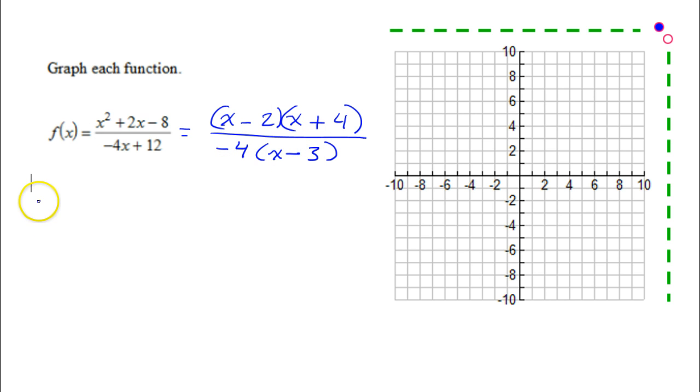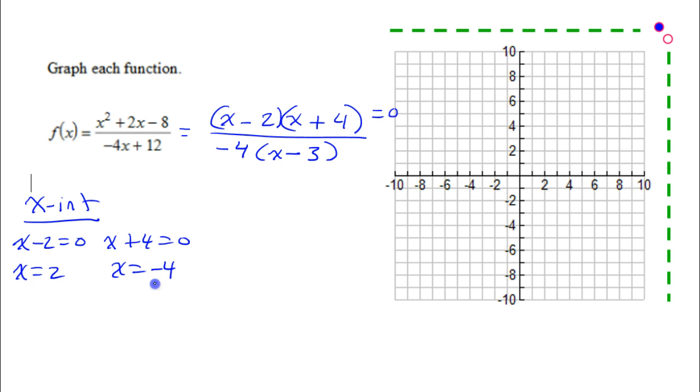So let's start with the intercepts. So x-intercept. As long as there aren't any extra numbers being added or subtracted on the end, you can find the x-intercepts by setting the numerator equal to 0. So if I did that, the next thing I would do is set these factors equal to 0. So I'd have x minus 2 equals 0, and I'd have x plus 4 equals 0. That would give me x equals 2 and x equals negative 4, which means I would have x-intercepts of (2, 0) and (negative 4, 0).